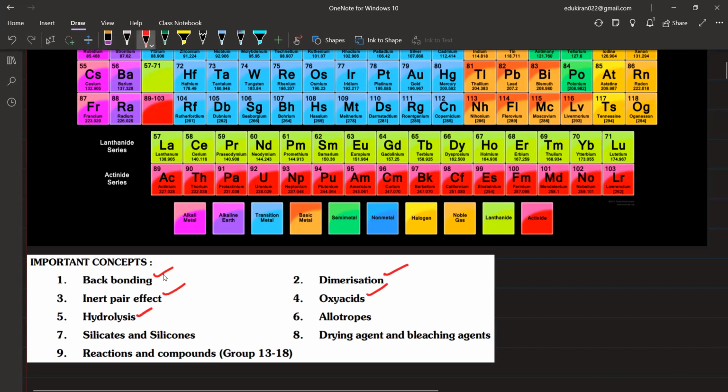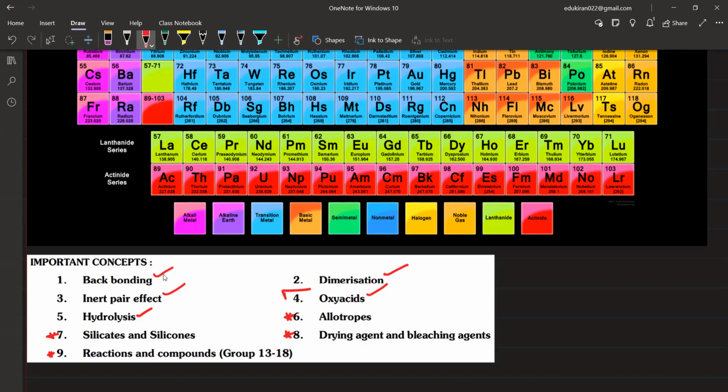Then you have the structural topics such as allotropes, silicates and silicones, drying agent and bleaching agent, and then a big portion is reactions and compounds of group 13 to 18. Now in the reactions and compounds, देखिए hydrolysis एक ऐसा reaction है जिसमें हम आपको समझा सकते हैं, and also in compounds oxy acids आपका हो जाएगा, right? So in the compounds oxy acids will be done: how to prepare oxy acid, the reactions of oxy acid, and also the structure of oxy acid will be done. So basically reaction में कुछ reaction ऐसे बचे रहेंगे आपके पास जो आपको याद करना पड़ेगा.